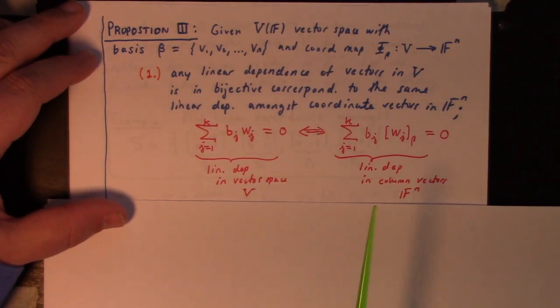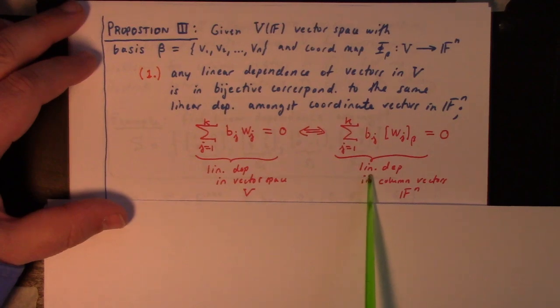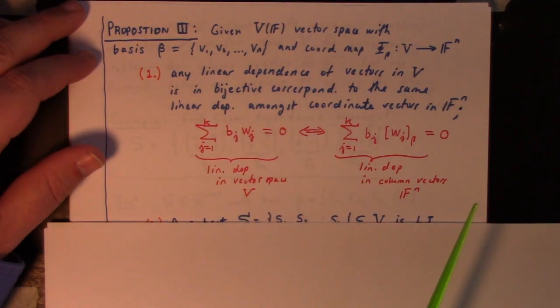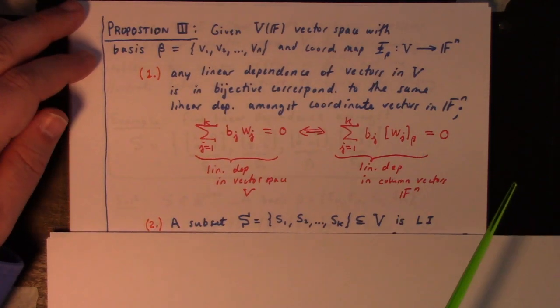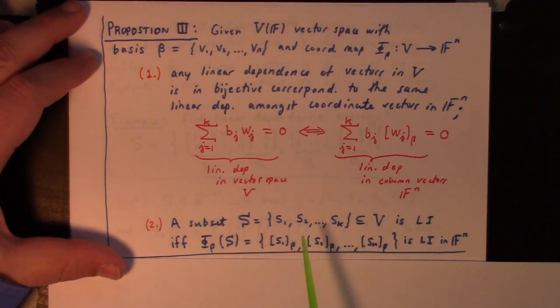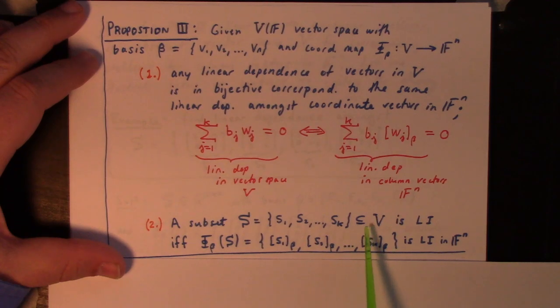But anyway, just to recap here, a linear dependence in the vector space V uniquely corresponds to a linear dependence in the column vectors in F^n. And then once you know 1, it's easy to prove 2, which is that a subset S of the abstract vector space, s1 through sk, is linearly independent if and only if the corresponding set of coordinate vectors, which would be phi beta of S, the image of S under the coordinate map phi beta.